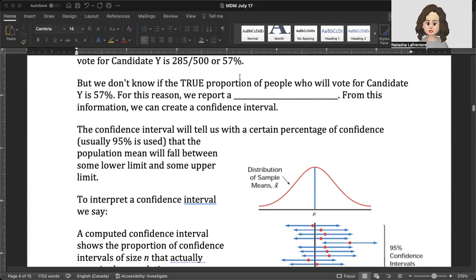So from this information, we can create a confidence interval. So the confidence interval will tell us with a certain percentage of confidence, usually about 95% is used, that the population mean will fall between some lower limit and a higher limit. So again, that margin of error. So you've got what you believe or what you're calculating is your percentage, but it could be at a lower limit and it could have a higher limit.